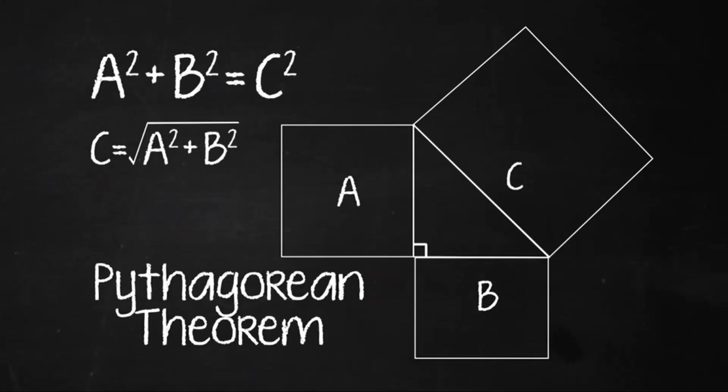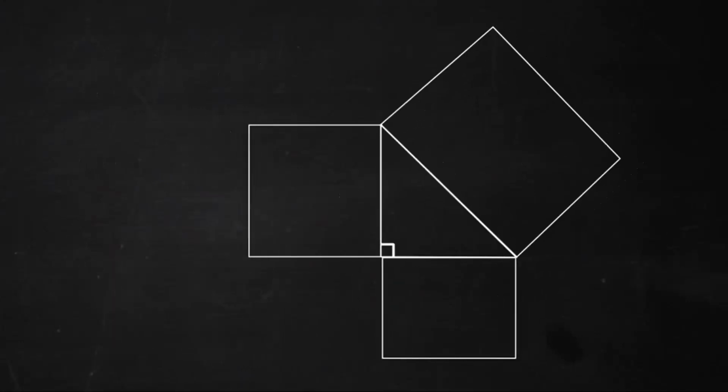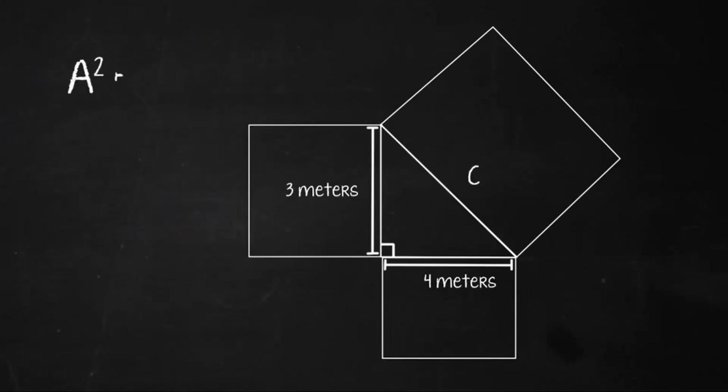Let's apply the Pythagorean theorem to determine the unknown side of this right triangle. First, let's determine which sides we know we have dimensions for. For this right triangle, the two legs, A and B, have dimensions of 3 meters and 4 meters, and the hypotenuse, side C, does not have a known dimension. Remember, our equation is a squared plus b squared equals c squared.